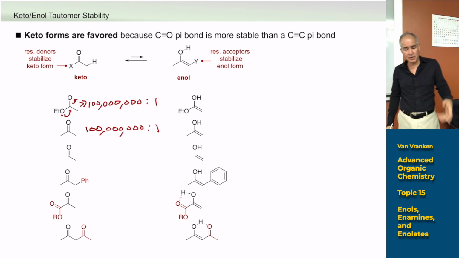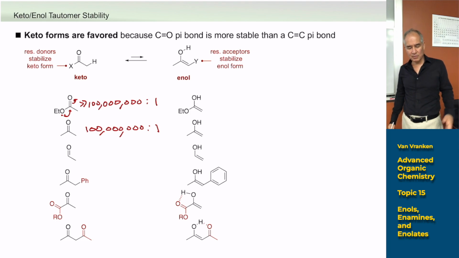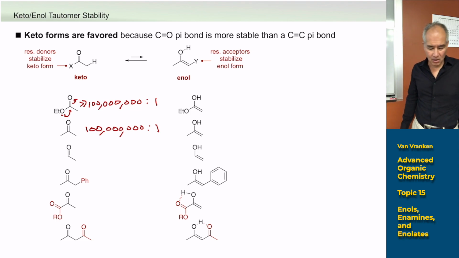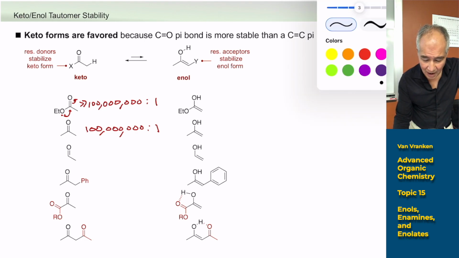So it's harder to make enols, to have an isomeric amount of enols, when you're talking about an ester, or even worse for an amide. But just a simple ketone, 100 million to 1. There's not much enol in there, but there will be enol in there. Now, what is it about the ketone that makes that keto form stabilized?